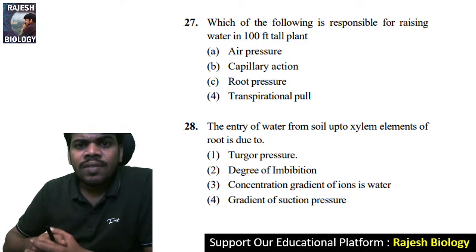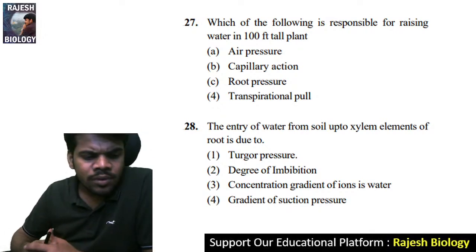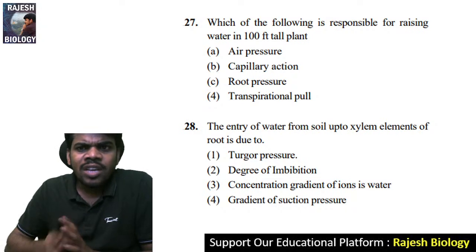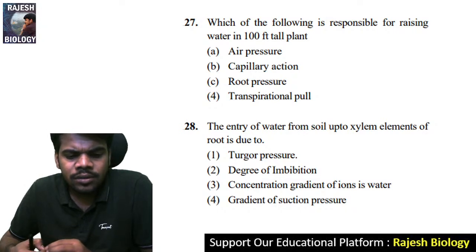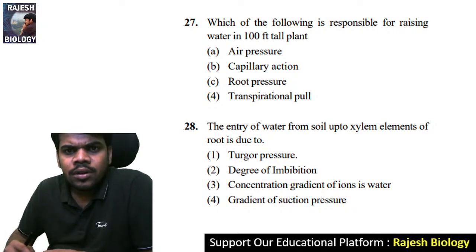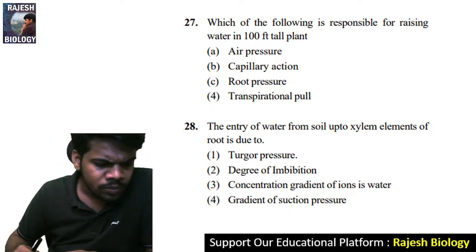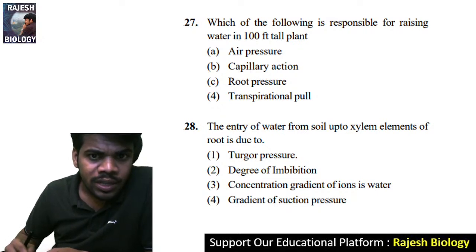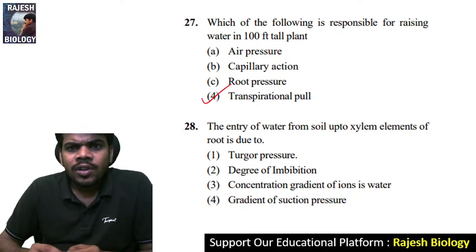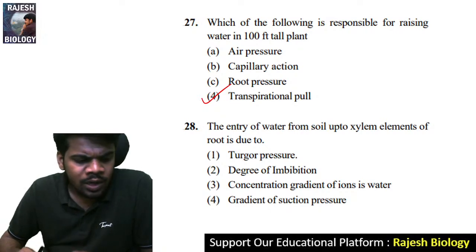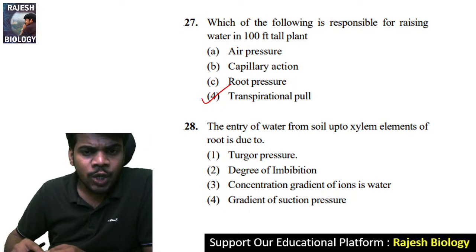Yes, Jnaneshwari, right. Which of the following is responsible for rising water in a 100 feet tall plant? If a plant is 100 feet tall, what helps to raise that water to the tip of the plant? Air pressure, capillary action, root pressure, or transpiration pull. 27, option 4, excellent, Saujanya. Transpiration pull helps the rising of water in a 100 feet tall plant. Come to the 28th question.